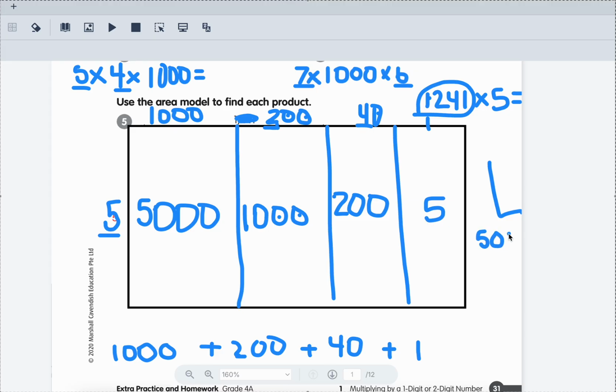You take all 4 of these numbers. I hope I can fit it. Shoot. Not good. I couldn't fit it. Let me rewrite it smaller. 5,000 plus 1,000 plus 200 plus 5.